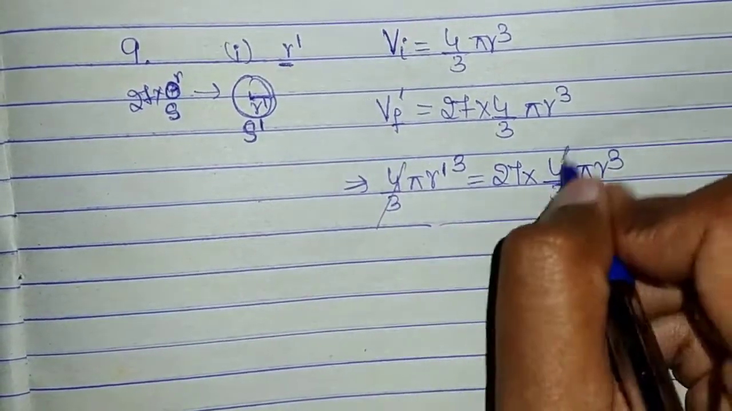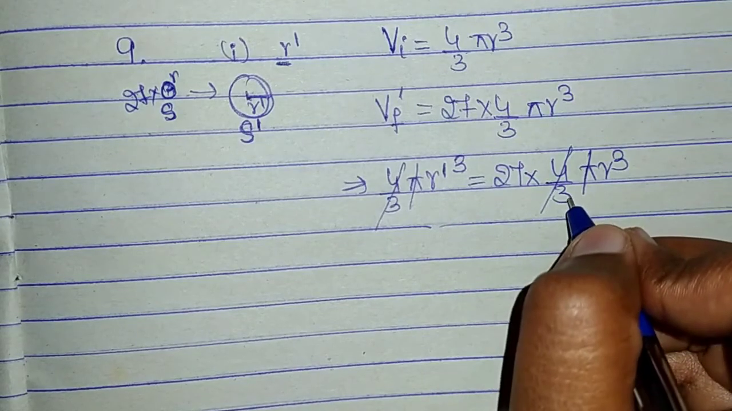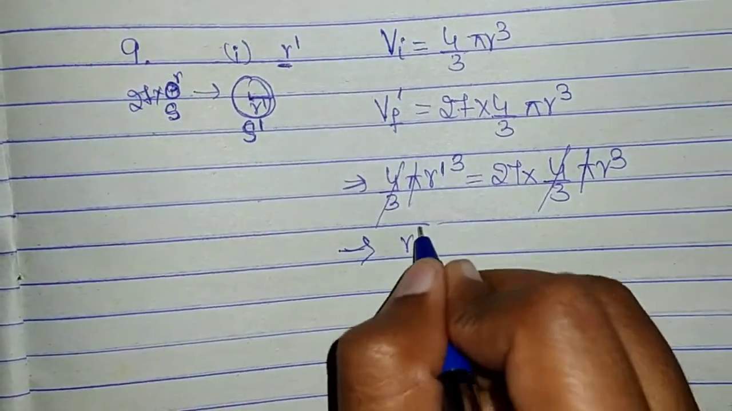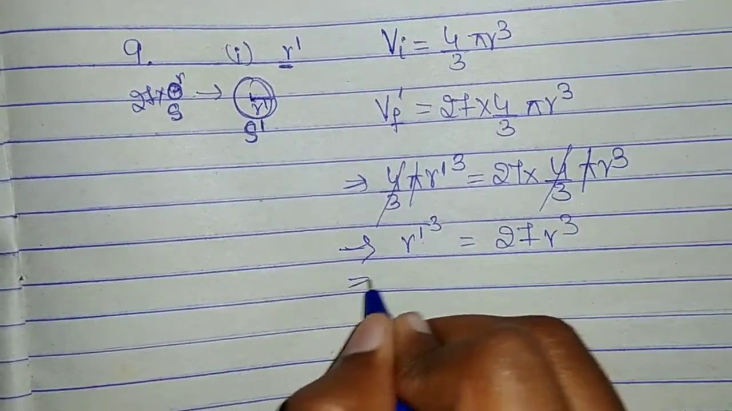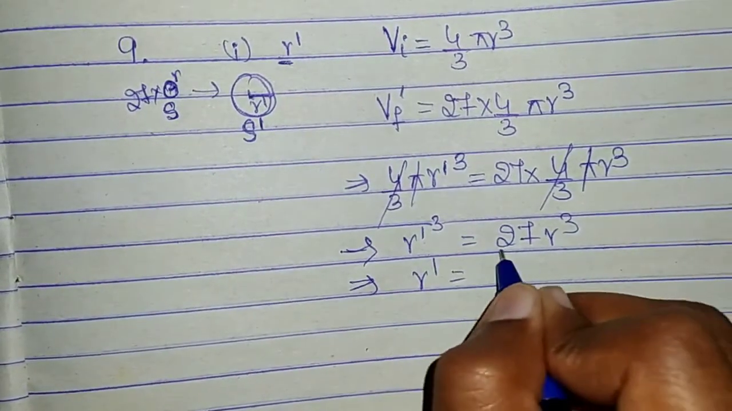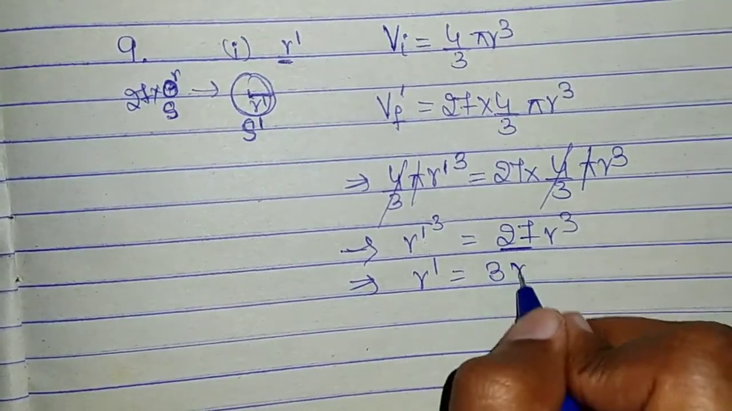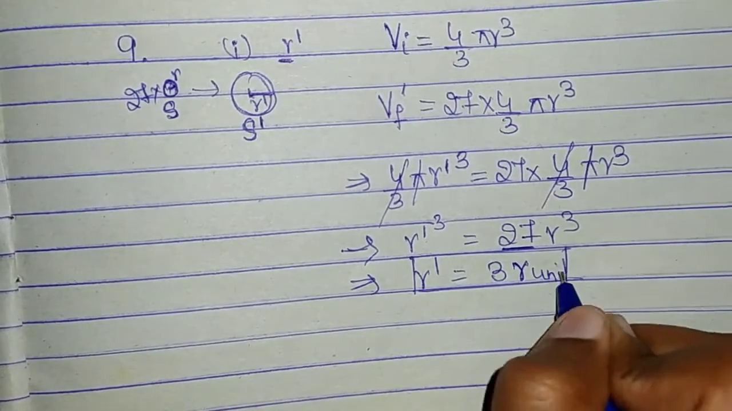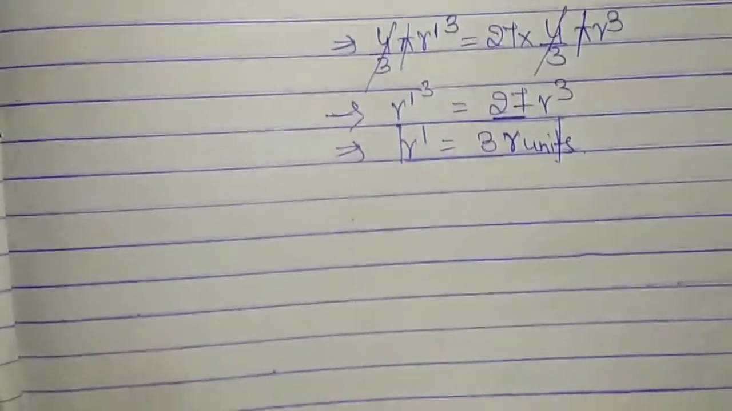So 4 by 3 pi on either sides will cancel each other. We will be left with r dash cube is equal to 27 r cube. On taking the cube root, r dash is equal to, cube root of 27 is 3, cube root of r cube is r. So r dash is 3r units. This is the radius of the new sphere.